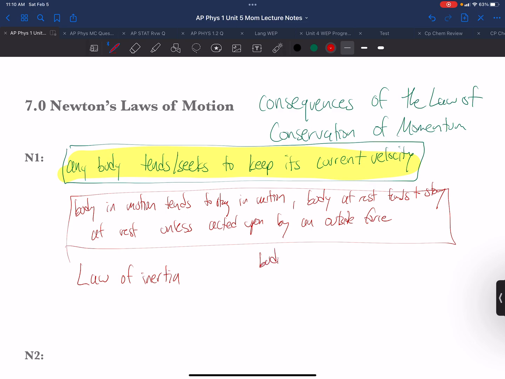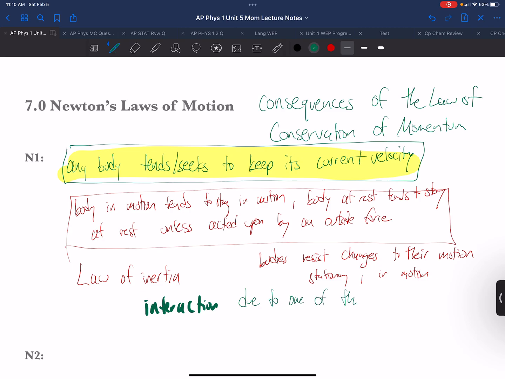Bodies resist changes to their motion, whether it is stationary or it is in motion. The only thing that causes a body to change its current velocity is an interaction, due to one of the fundamental forces.